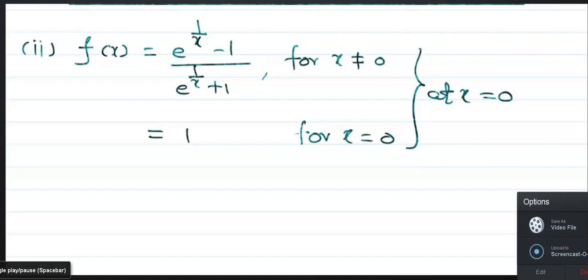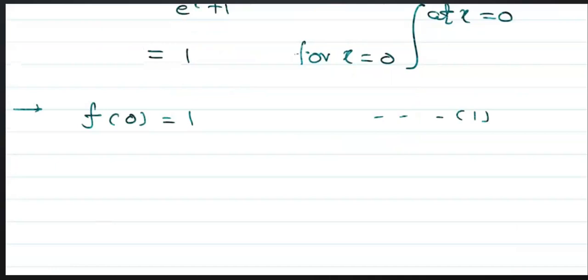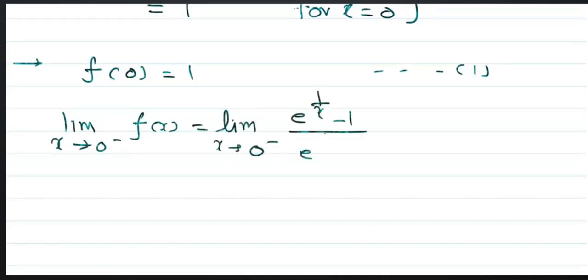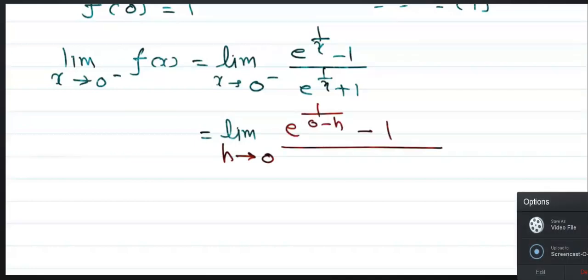What is the technique to solve this problem? Now see this here. f of 0 is equal to 1. This is the value of the function at x equal to 0. Now we'll take the left hand side limit, that is limit x tends to 0 of e raised to 1 upon x minus 1 upon e raised to 1 upon x plus 1, and we substitute here x is equal to 0 minus h, and that's why, as x tends to 0, h also tends to 0, in the numerator and the denominator.